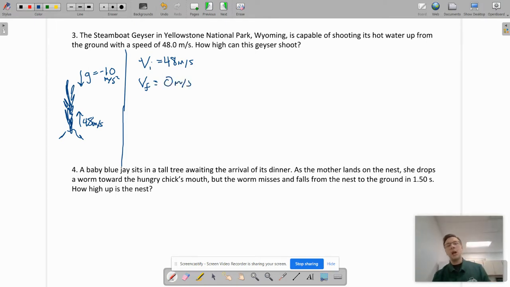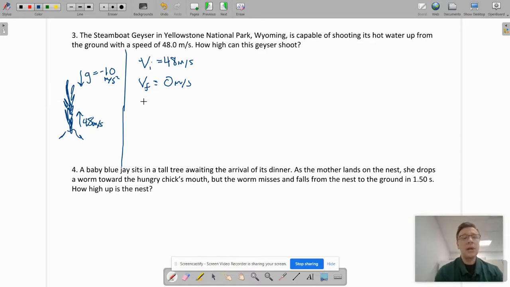Another way to do this problem would be to say that the final velocity is negative 48 meters per second, because we could say that, okay, it goes up with 48 meters per second, it slows down till it hits 0. Then it's going to come back down and speed up at the exact same rate. So by the time it gets to the position where it left the ground, it should be traveling the exact same speed, just in the opposite direction. So you can kind of do this problem either way.